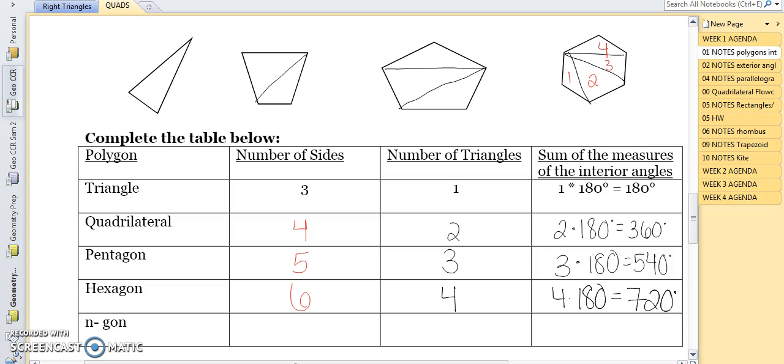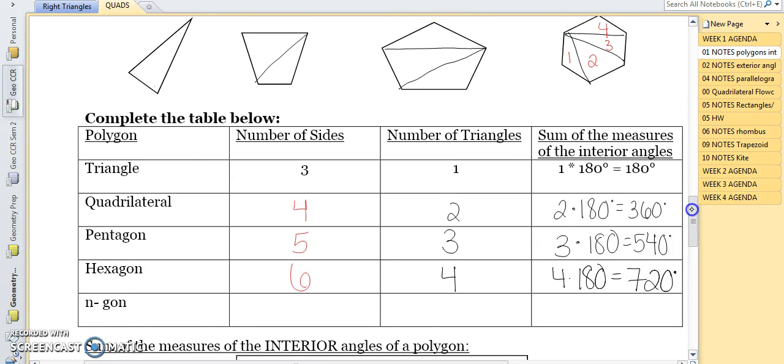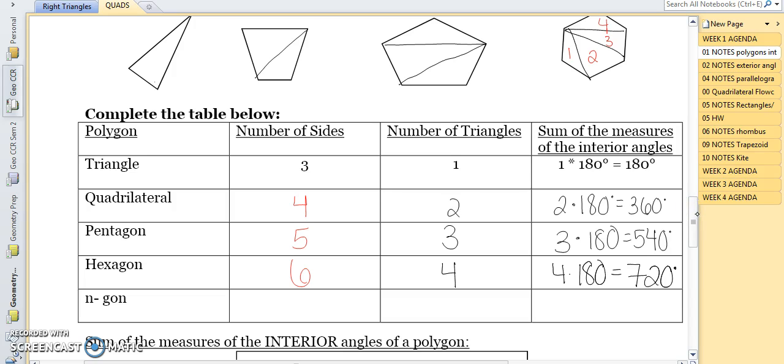Okay, so what I found for a hexagon was, yes, we have 6 sides. There are 4 triangles that are created within this shape. We do 4 times 180. We know the sum of those interior angles will be 720. For these types of problems, we have a specific formula. Based on n, the number of sides, we will always have n minus 2 triangles.